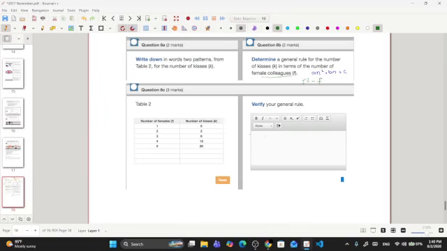F squared minus f, for testing part, we can substitute the value of 2. So when f equals 2, we have 2 squared minus 2, which gives us the answer of 4 minus 2, which is 2. Let's say f equals 5. We have 5 squared minus 5, which is 25 minus 5, which is 20.